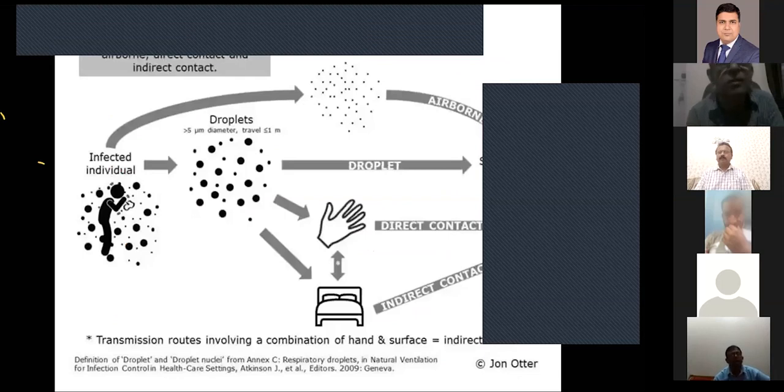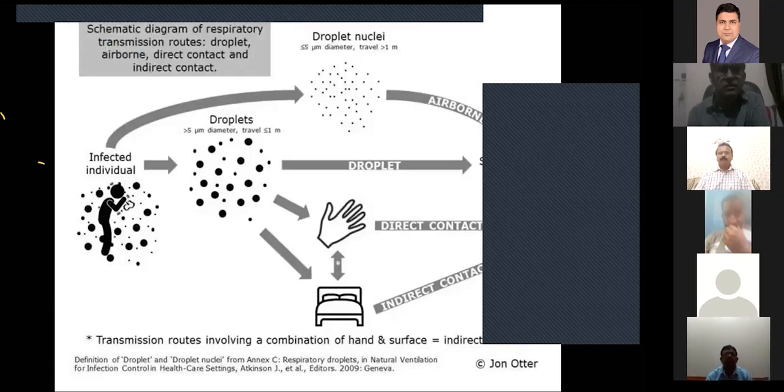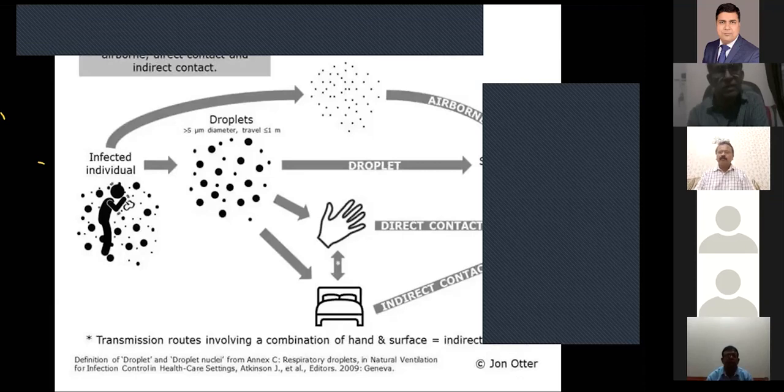See here how this virus spreads. Many people are well aware of this slide. I am just giving this slide as a supplement so that the presentation is complete. Any infected individual who is sneezing or doing activities releases droplets into the environment, of around 5 micrometer diameter, and they travel around 1 meter. So if anybody is sneezing, we have to maintain a distance of at least 1 meter from him or her.